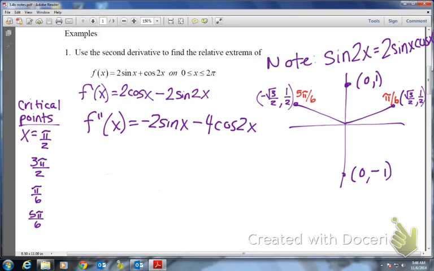Now we have to evaluate each of these critical points that I have listed over here on the left-hand side and plug them into the second derivative. And once again, if it's positive, then it's concave up, so it's a minimum. If it's negative, then it's concave down, so it's a maximum. So let's do the first one together, and then you guys can do the rest of them on your own. So for f double prime, here I'll write this in a different color so you guys can see that it's differentiated from up above. So f double prime of pi over 2, let's do that one first.